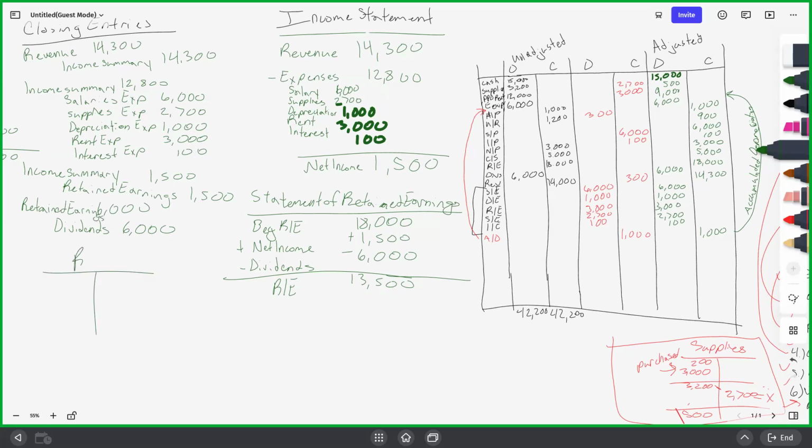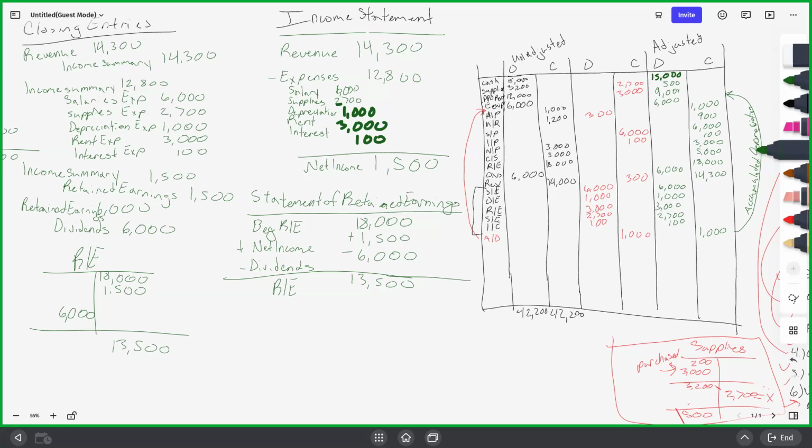And again, to see how this is going, we had 18,000 at the beginning. We added 1,500. We then took away 6,000. Do you think we made good business decisions this year? No. We got a little net income, but we took a lot of dividends. So we have two of our final four financial statements. We're not going to do a statement of cash flow, obviously.